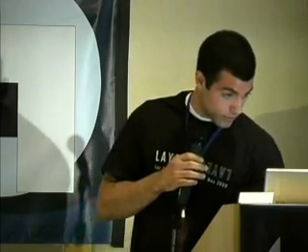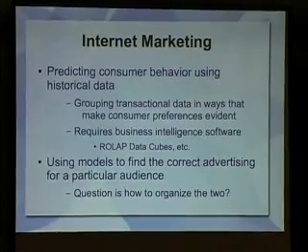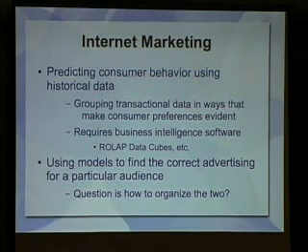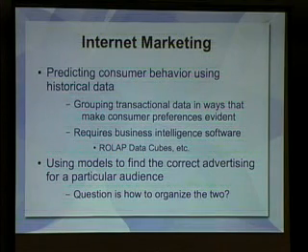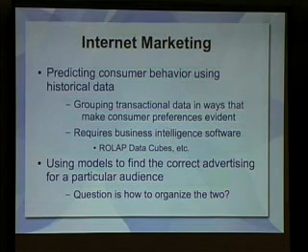No? All right, I'm going to continue. The next one that I'm going to talk about is internet marketing, which is the same basic theme, looking at consumer behavior, historical data, and trying to predict what they're going to do next. So in any internet marketing situation, you're going to have a database with transactions, and it's really just grouping the transactional data to see what consumer preferences are. And obviously this needs a huge amount of business intelligence software, being able to use data cubes and things like that.